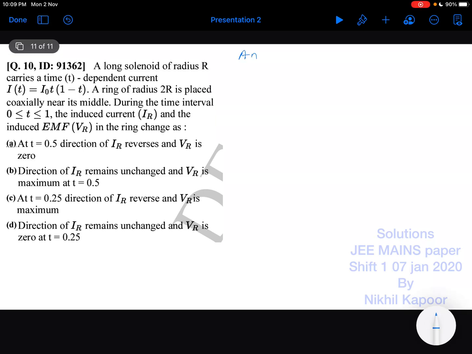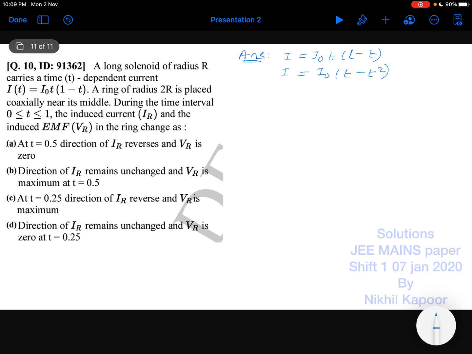So let's start with the 10th example. And what is said in this example? A long solenoid of radius capital R carries a time dependent current which is given by I naught into t in bracket 1 minus t. I will multiply this t inside, that would become easy. So I naught into t minus t square, that is the equation for time dependent current.